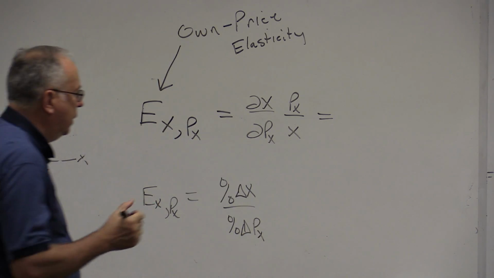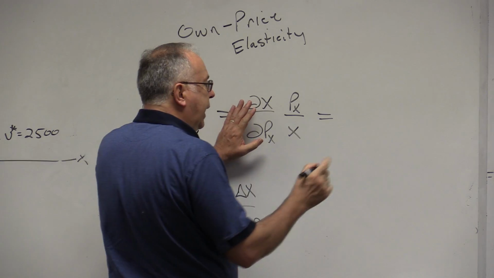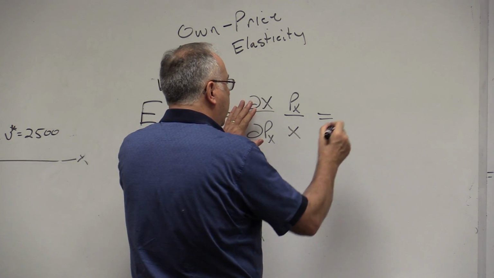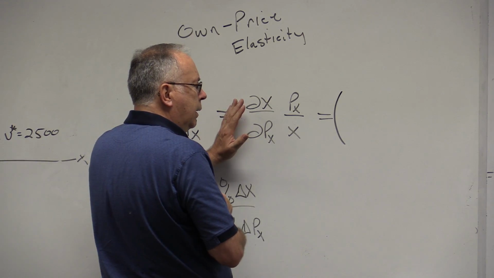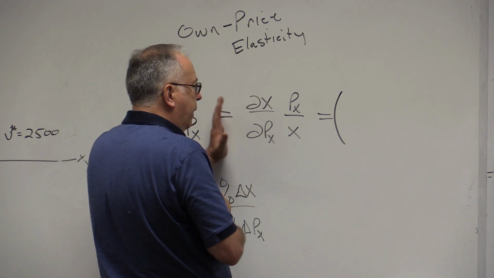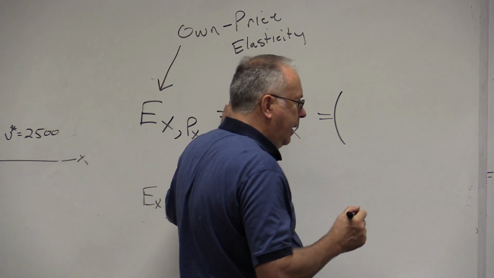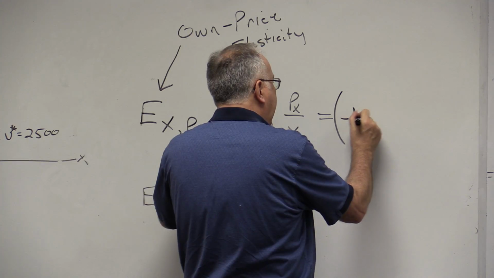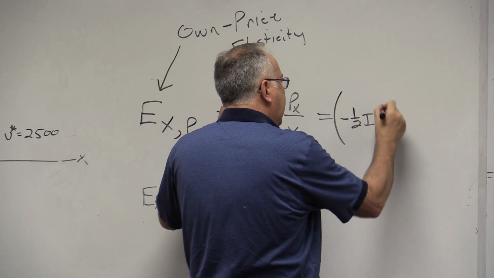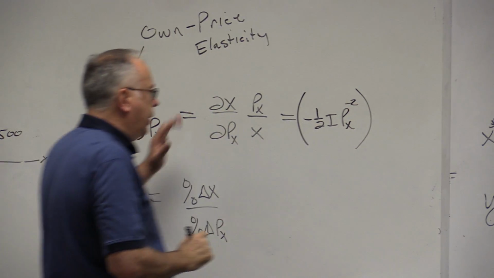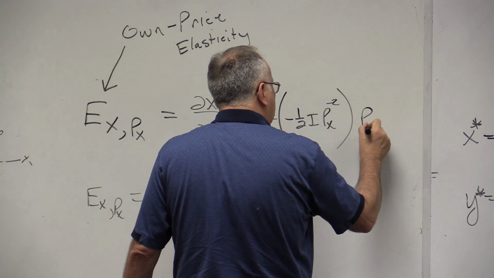Exactly right, -1. And let's just verify that. What is partial x, partial px? It is going to be what? What's partial x, partial px? Okay, -1/2 I. Exactly. That's partial x, partial px. Multiply this times px over x.